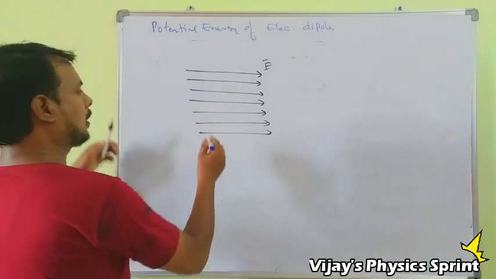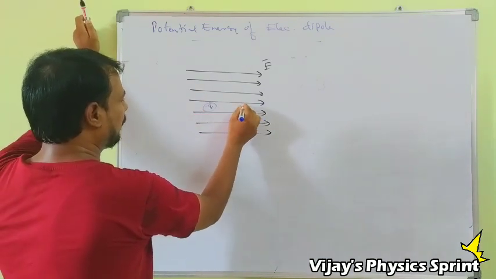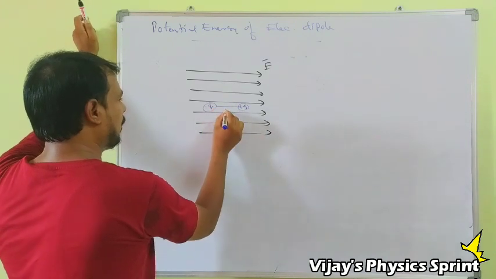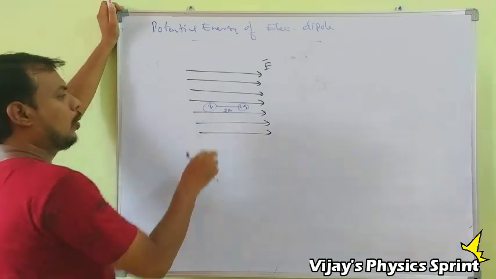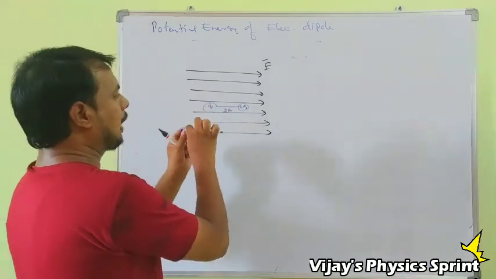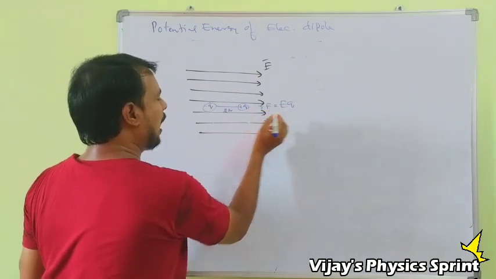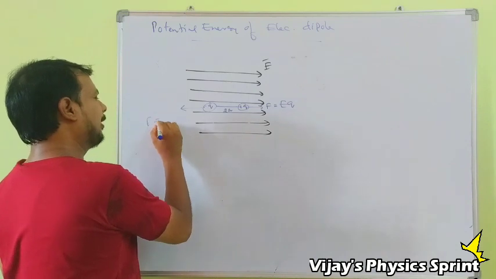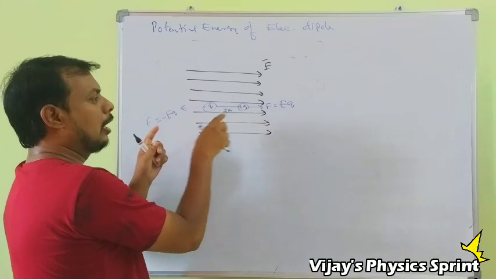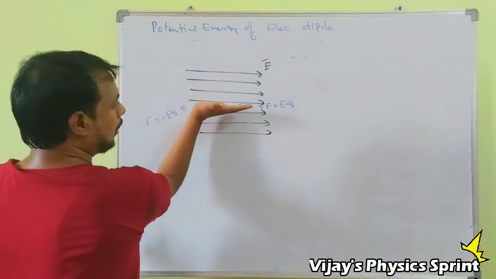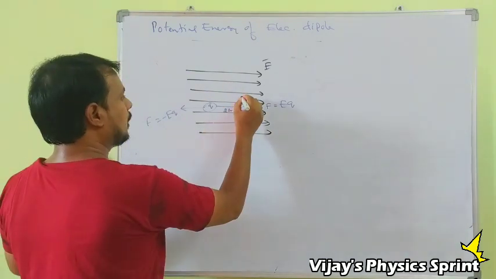Now in the uniform electric field, we are placing an electric dipole, minus q and plus q. The distance between the charges of this dipole is taken as 2a. Now when you are placing this dipole, the force acting on plus q is F equals qE, and on minus q, F equals minus qE. Equal magnitudes of force but in opposite directions, so the dipole is going to be rotated or deflected by a small angle.